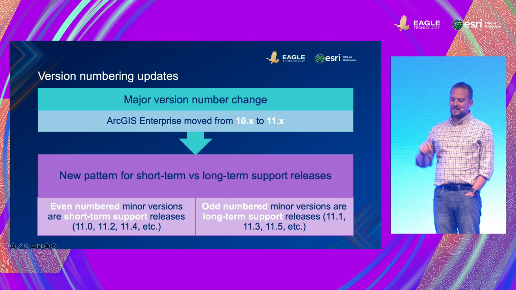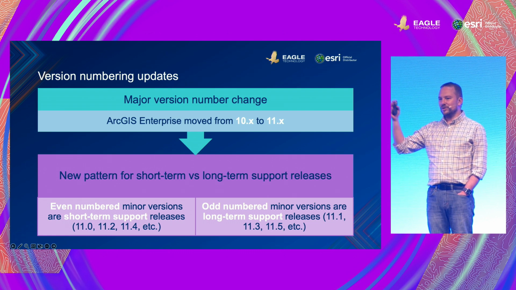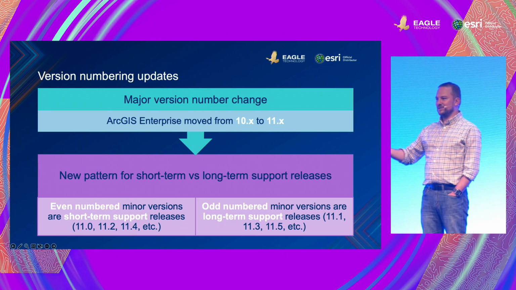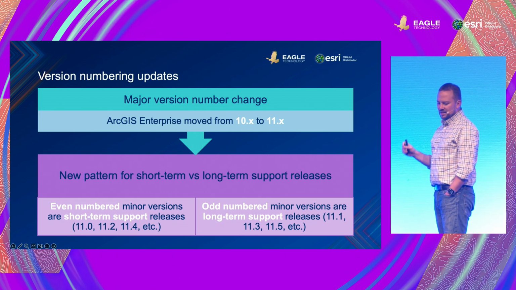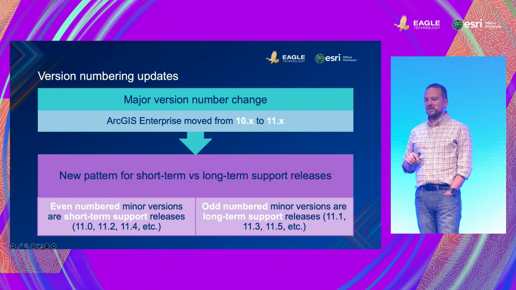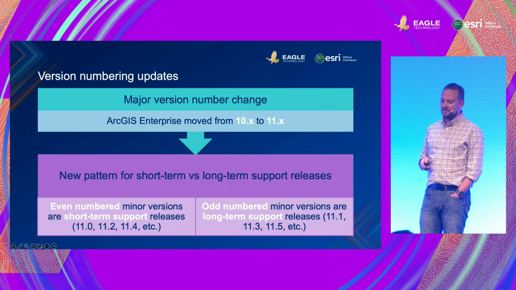The important thing is simply to know that with the 11X series, we only have one minor version number. No more 10.9.1 and so forth. 11.0, 11.1, 11.2, 11.3. Makes it a little bit easier. And then the even-numbered minor releases are short-term support in the Windows and Linux world, and the odd-numbered minor releases are long-term support.